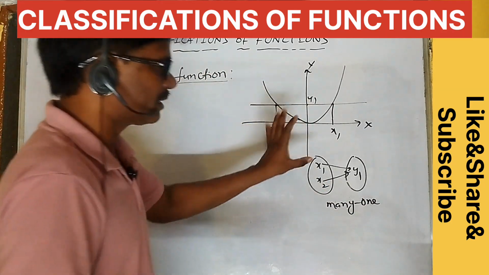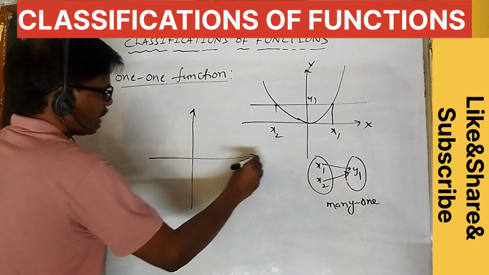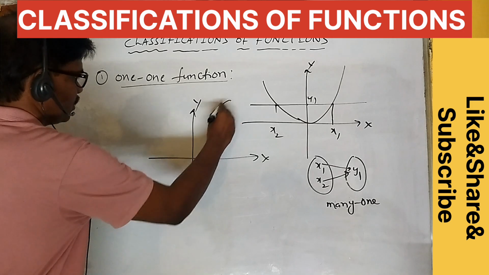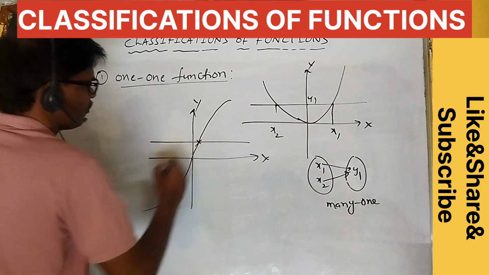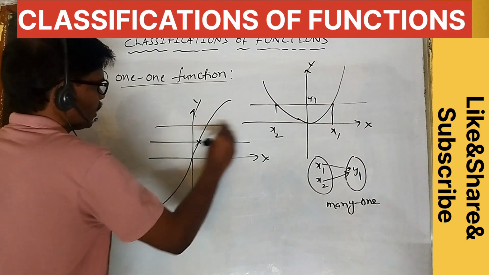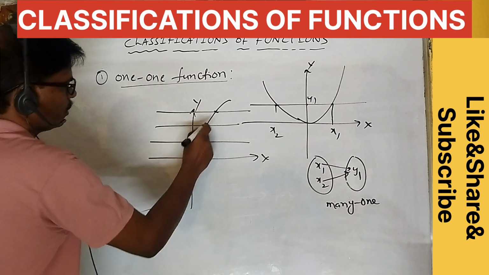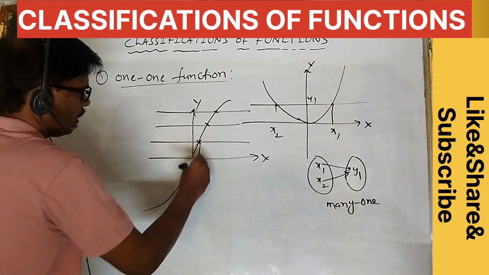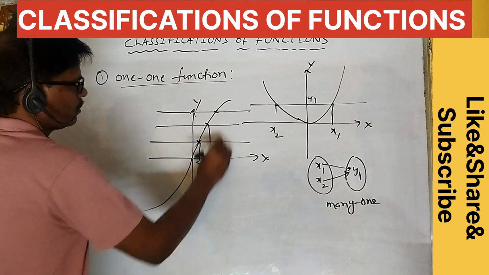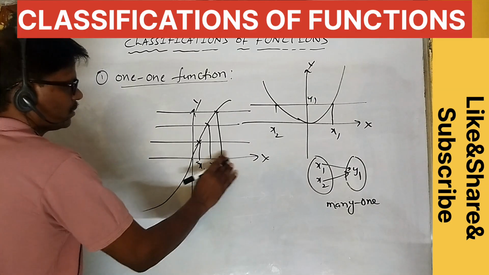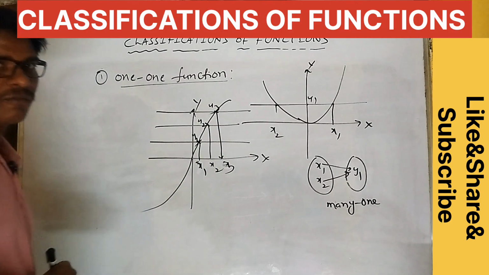Okay, what is the next one? One curve. This is the graphical method, with the x-axis and y-axis. This is the one curve. Draw a horizontal line, it cuts at only one place. The next horizontal line cuts at one place only. The next horizontal line also cuts at one place only. This is x1, x2 and x3, and this is y1, y2 and y3.